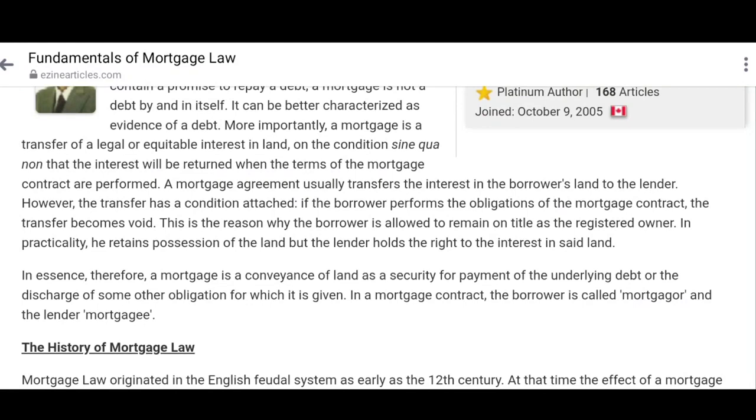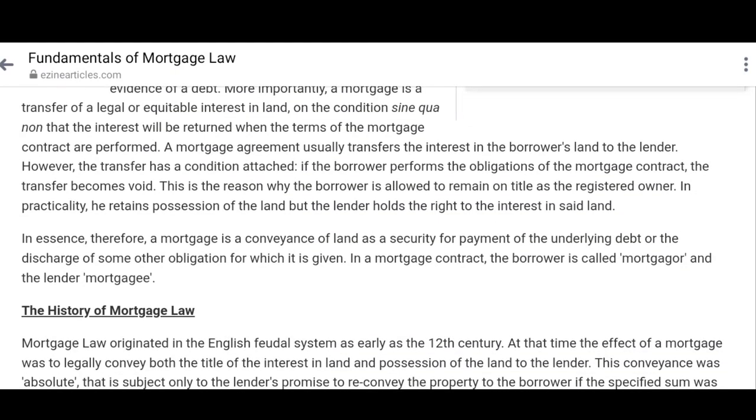However, the transfer has a condition attached. If the borrower performs the obligations of the mortgage contract, the transfer becomes void. This is the reason why the borrower is allowed to remain on title as registered owner. In practicality, he retains possession of the land, but the lender holds the right to an interest in said land.